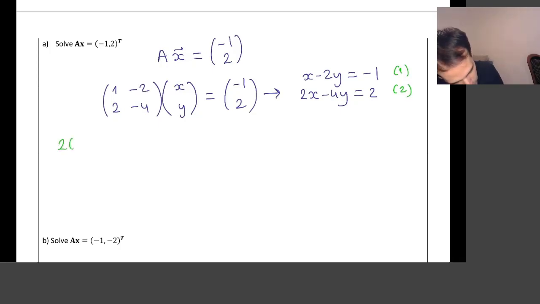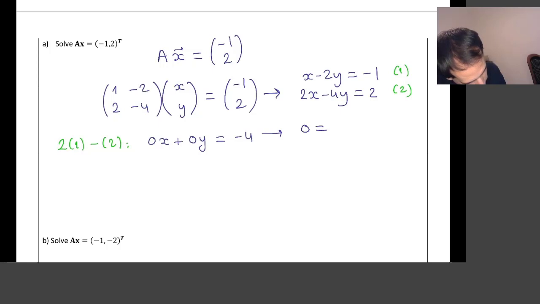And if we do twice equation 1 minus equation 2, what do we get? We get 0x plus 0y equals -2 minus 2, which equals -4. So we get 0 equals -4. So this is impossible. So this means that this system has no solution.